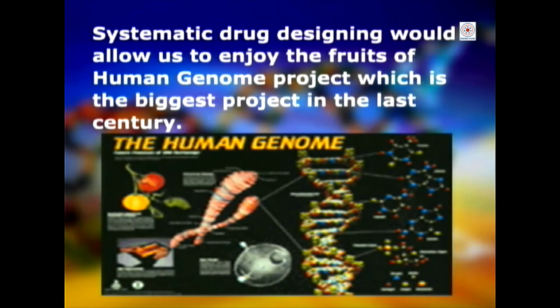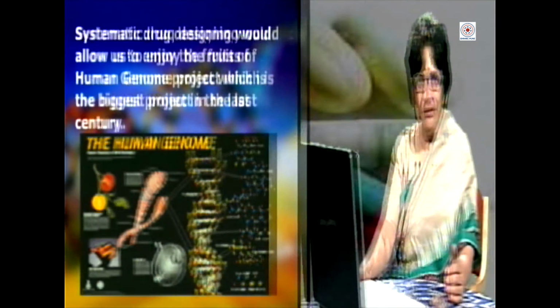This rational drug designing which I have discussed so far would allow us to enjoy the fruits of the human genome project, and this is our ultimate objective. And this project was one of the most expensive projects of the last decade, and the objective was we should be able to give better service to mankind, and pharmacogenomics is going to solve this problem. Generally, we have four kinds of situations.